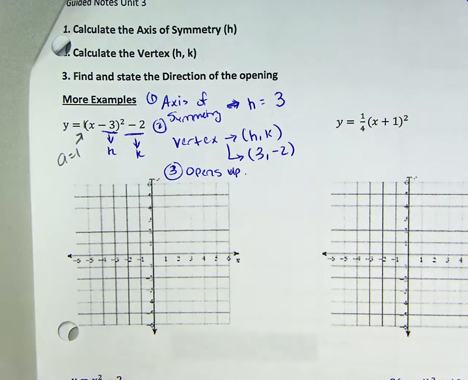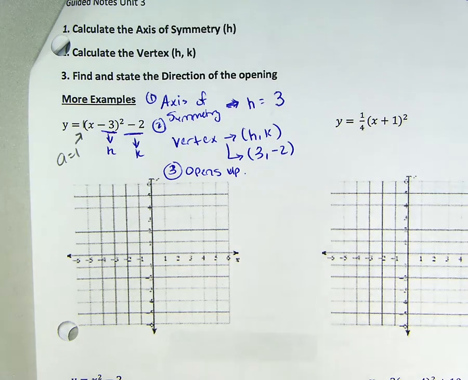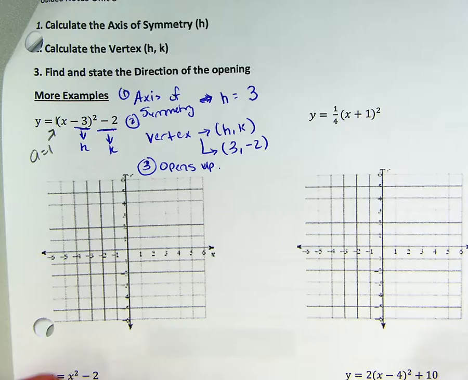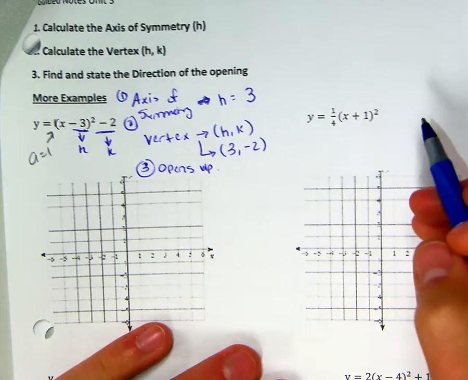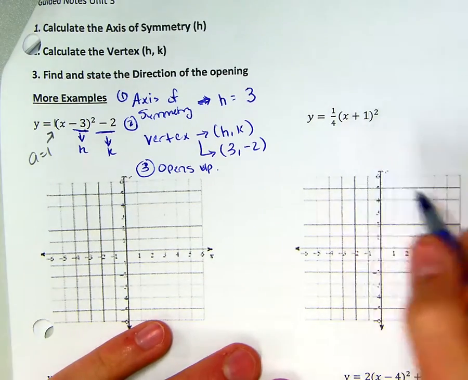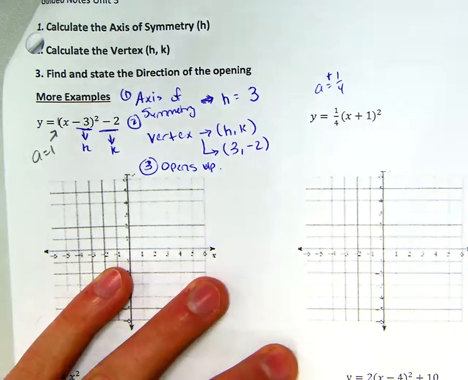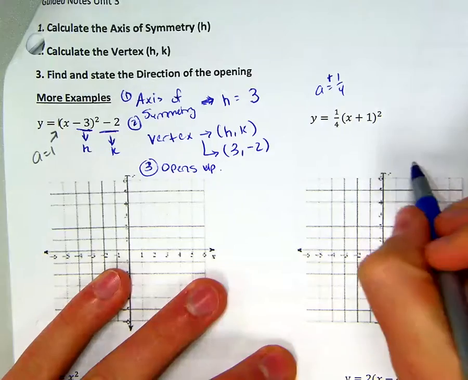All right, so those are the things that you have to do. I'm going to ask you, what is the axis of symmetry? What's the vertex? And how does it open? Now, if you have something like this one, you won't have to do any graphing. This one here, our a equals a quarter, a positive one fourth. It's positive, so it is going to open up.